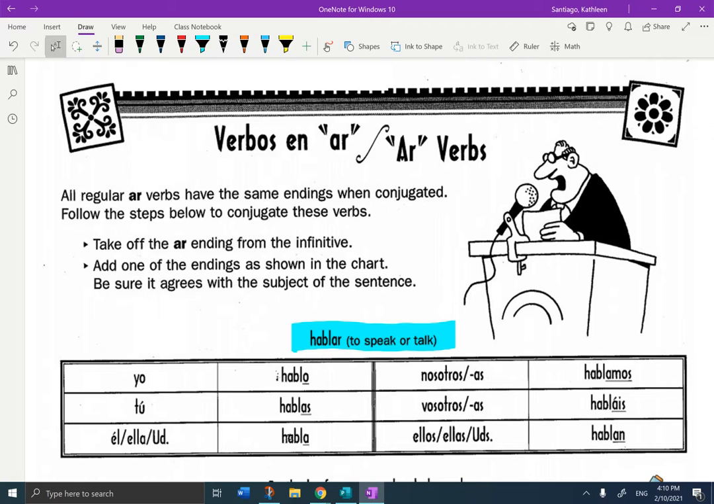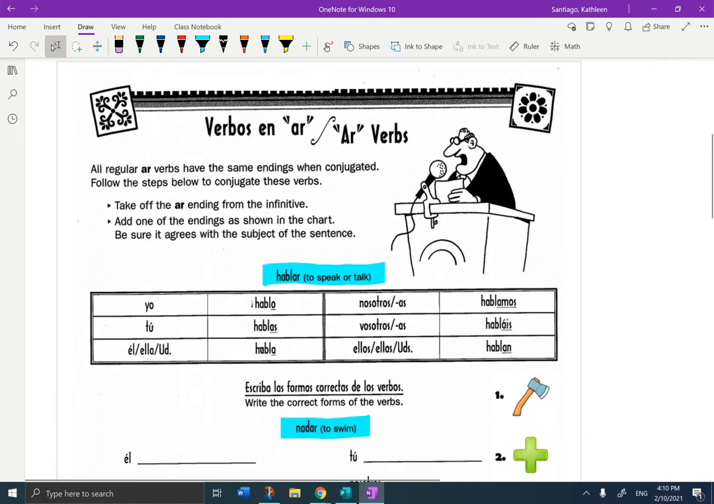Step 1, take off the AR ending from the infinitive. Step 2, add one of the endings as shown on the chart below. Okay, so hablar, to speak. I'm looking to the right. Do you see chop and add? So what are we chopping? We are chopping off the AR. And then what are we adding back in? We're adding back in the endings.